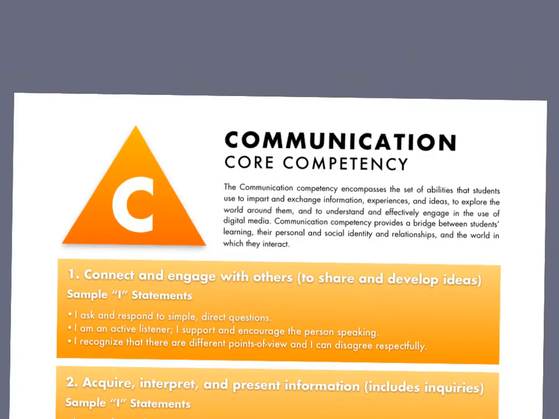The first core competency we will be looking at is communication. So the communication competency includes the set of abilities that you have to impart or to share and exchange information, experiences, and ideas. It also helps you to explore the world around you and to understand and engage with the use of digital media. This competency is kind of the bridge between your learning and your personal and social identity and relationships and the world where you interact with them.